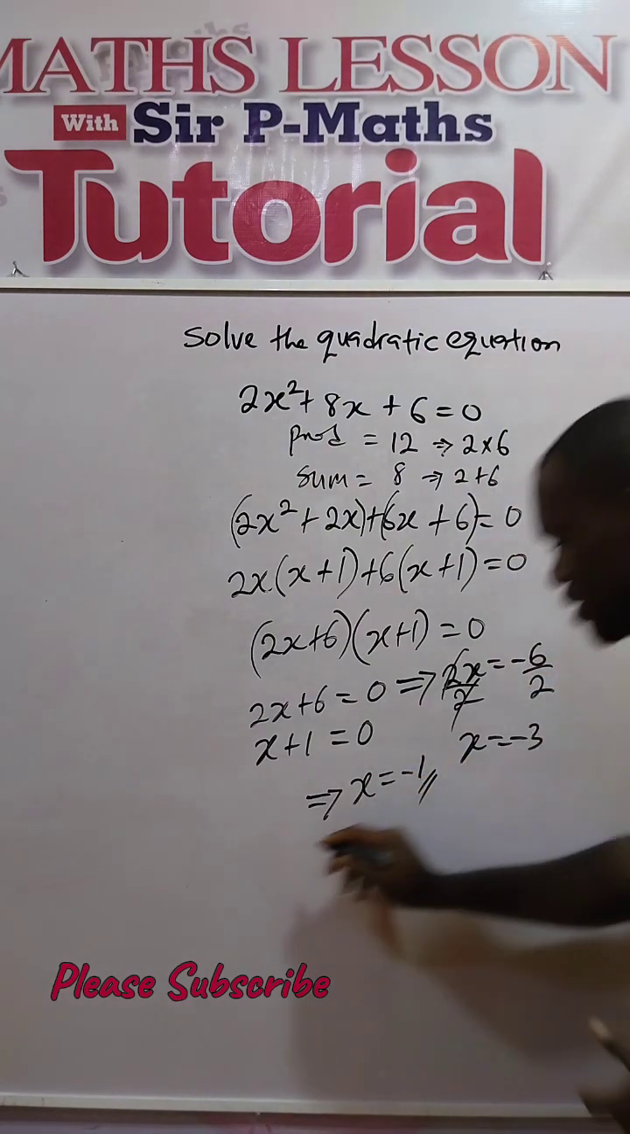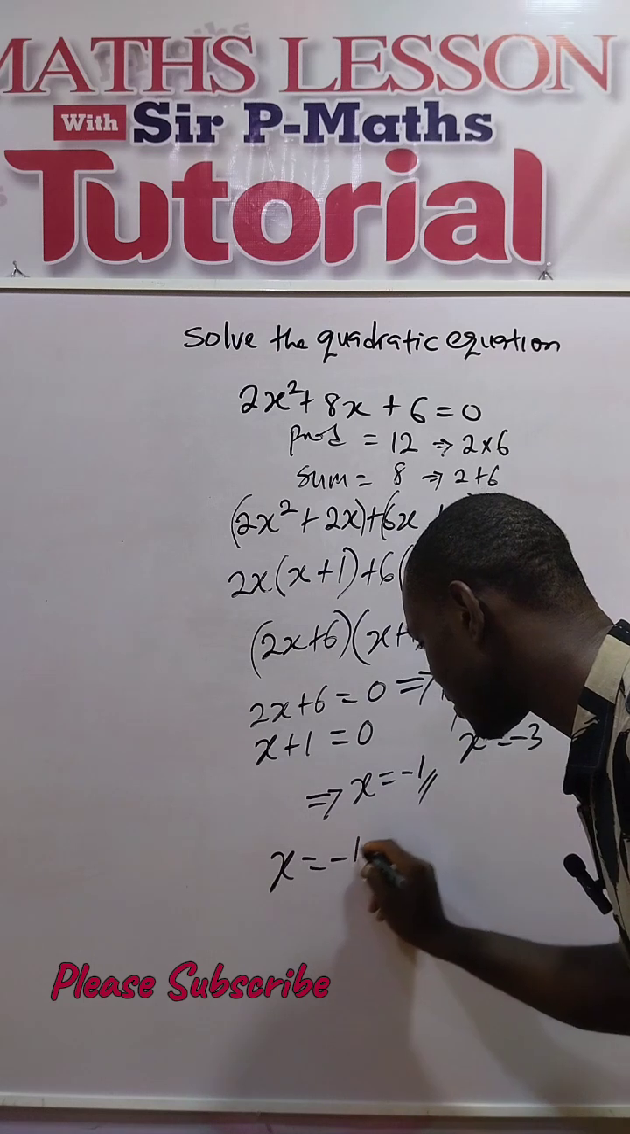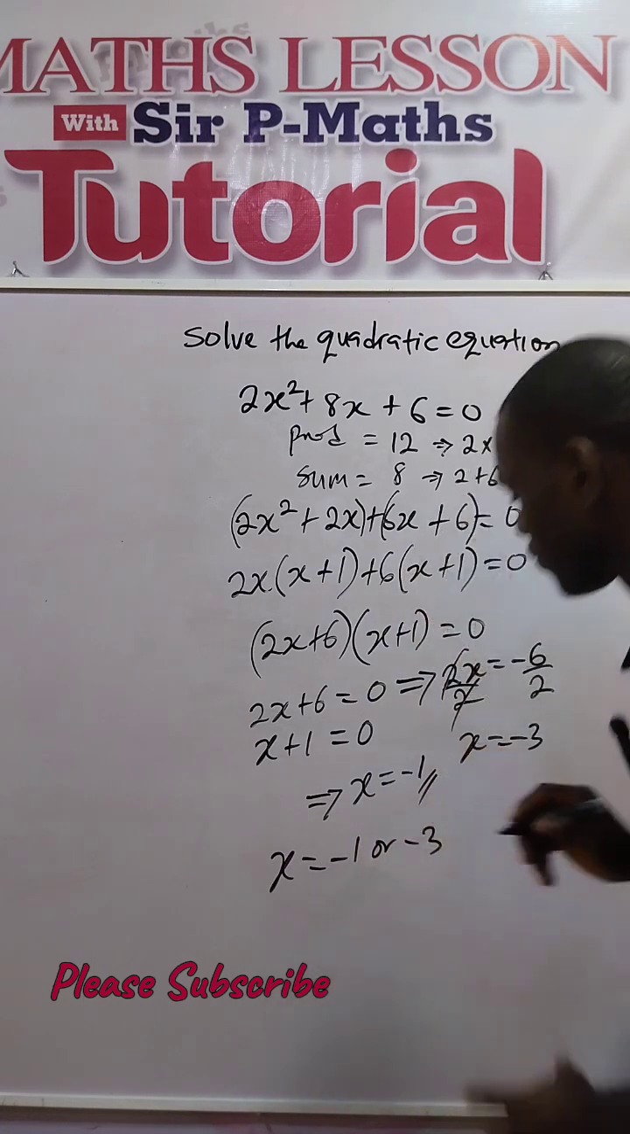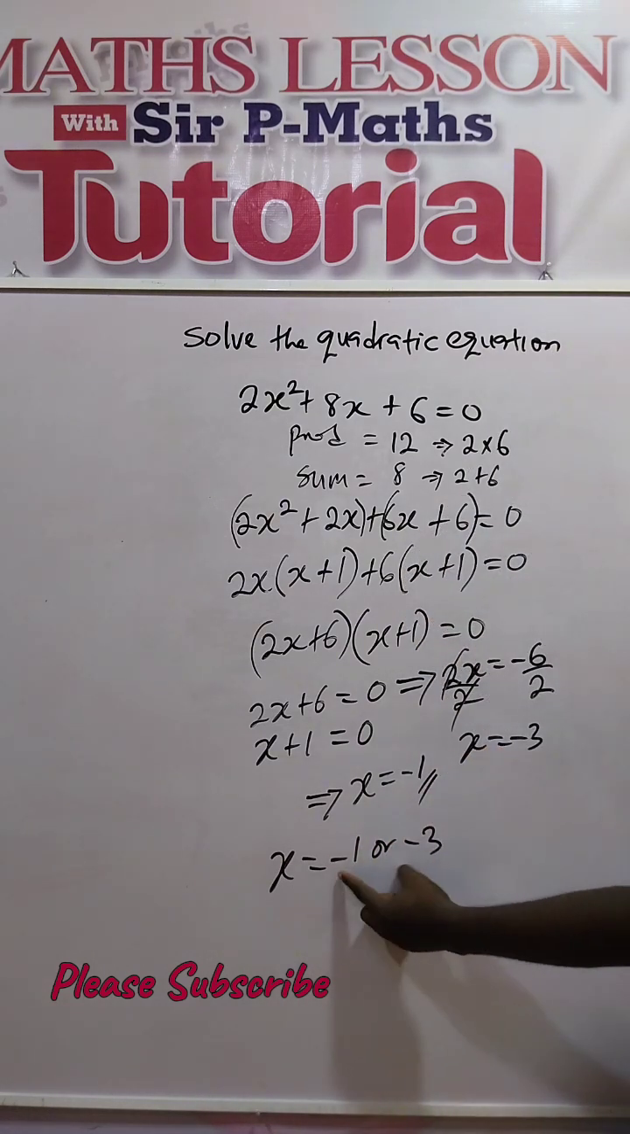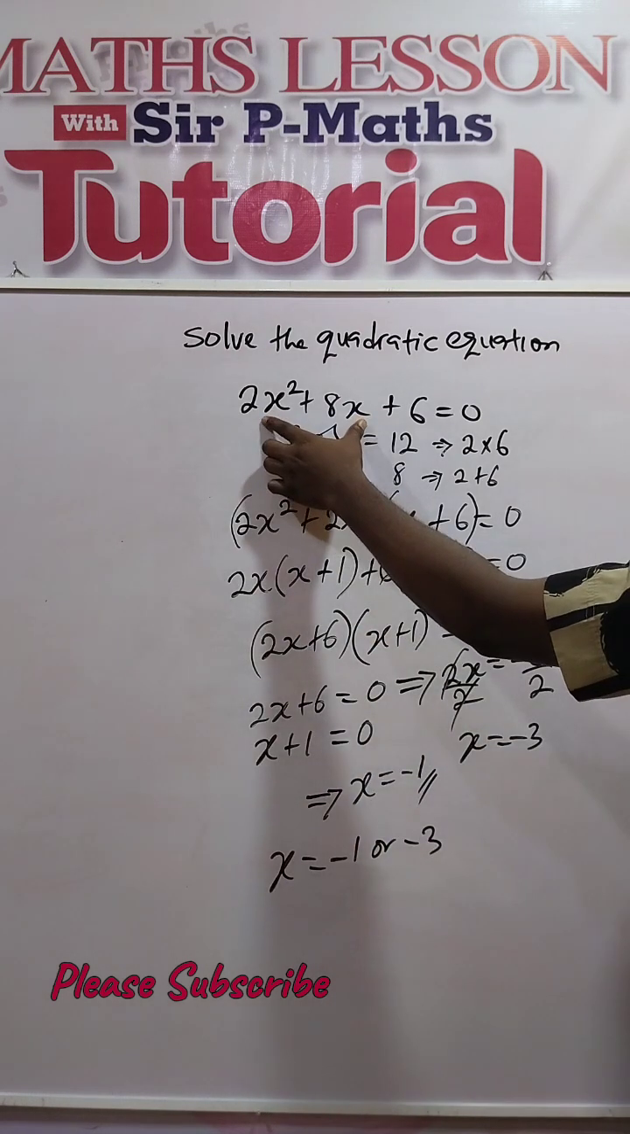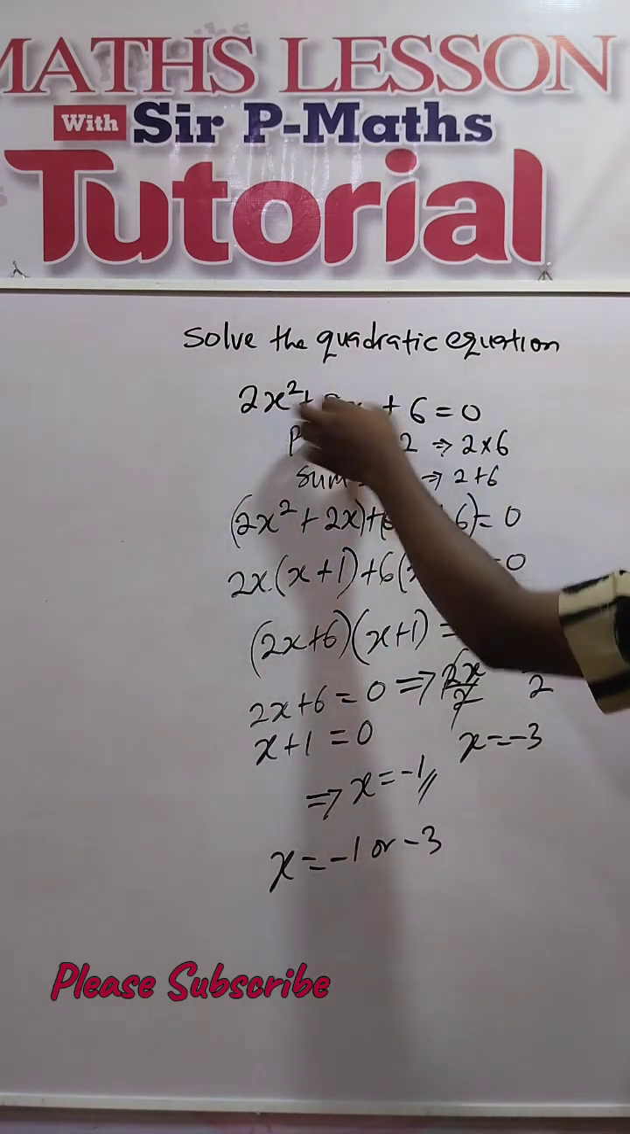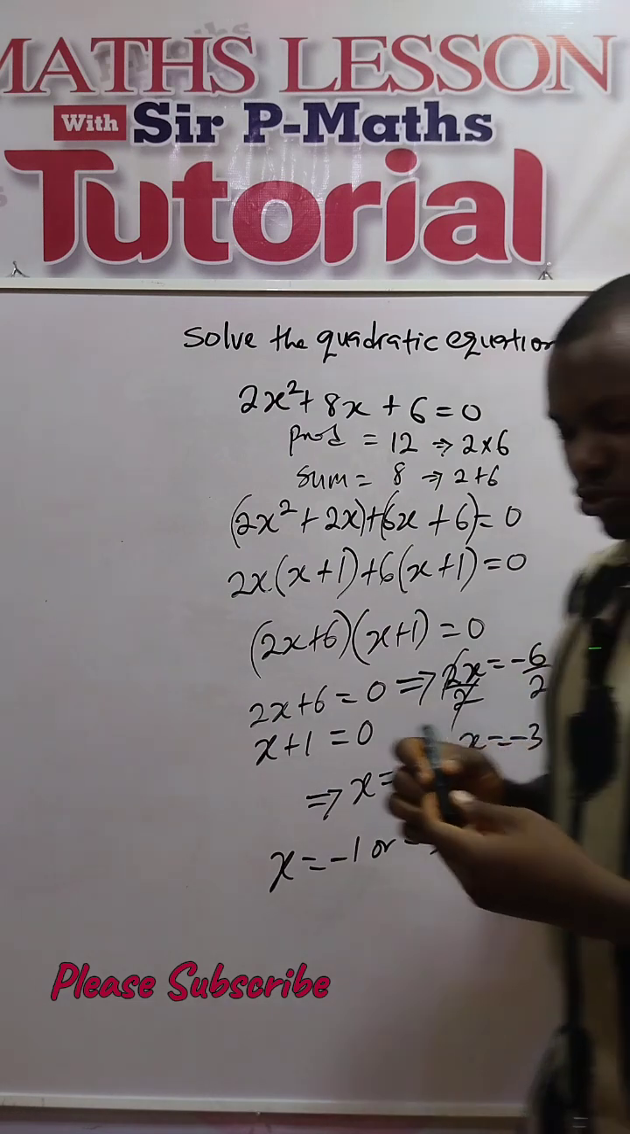So our solution is that x is either negative 1 or negative 3. These are numbers that when you substitute here, you get this equation to become 0, right?